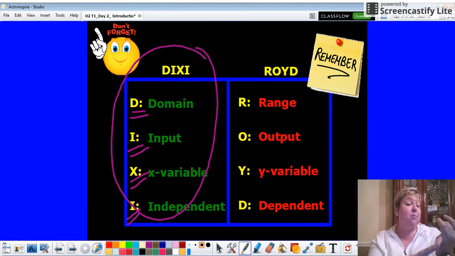So X is always the independent variable. It's always the input in your function. It's always the X variable in your ordered pair. It's always the domain of whatever graph you have. So that's what the DIXIE stands for.